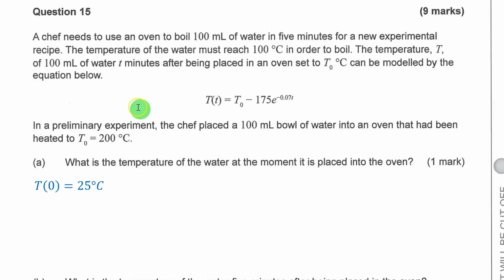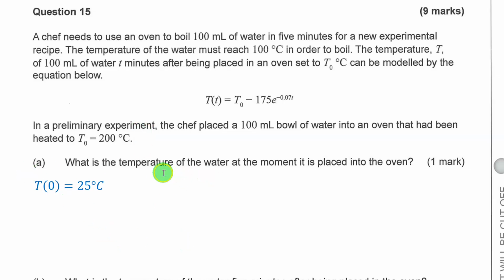Question 15, and there's some very strange context in this question. A chef needs to use an oven to boil some water. Most people use a kettle. However, for some reason anyway, the temperature must reach 100 degrees to boil, and here's our model. Initially, T0 is 200.